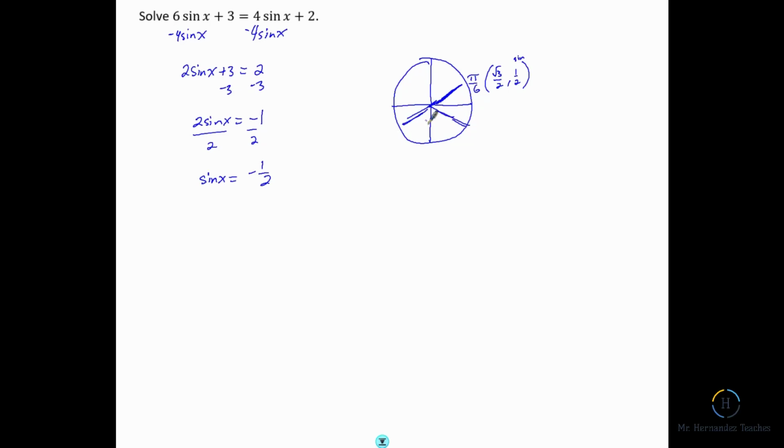Well, in order to get the negative 1/2, I'm going to have to come down here to below the x-axis. So my x values, the answers to this equation, are going to be, well, what is this one? This one is going to be, let's see, this is 6 pi over 6, so 7 pi over 6. Or we could have this one over here. Again, we're pretty much assuming we're on the interval 0 to 2 pi. But 7 pi over 6, and then this one is going to be 11 pi over 6.